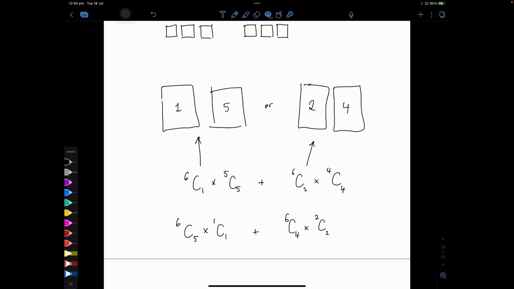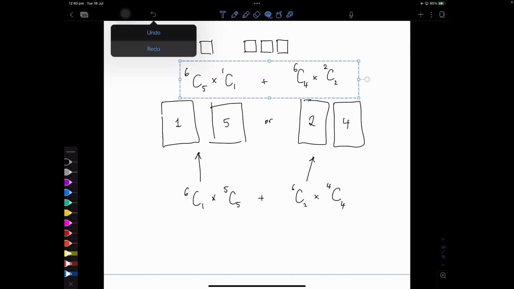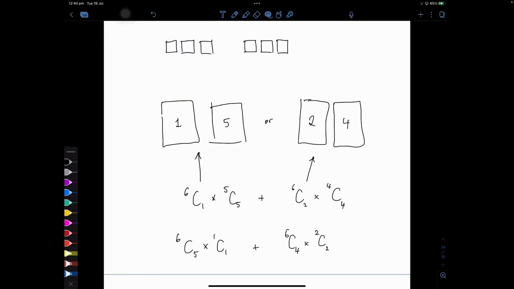Wait, what's 6 choose 4? What does 6 choose 4 equal? Just 30? No, it's not 30. Is that 15? Yeah, 15, because you divide by 2. Why divide by 2? Because there'll be 2 left. 2 factorial at the bottom, and 2 times 1 is 2.